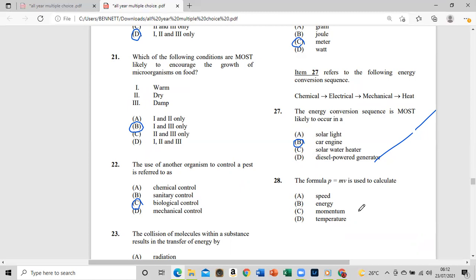All right, the formula P equals MV is used to calculate speed, energy, momentum, or temperature? That is momentum. Let's get the momentum, guys, and finish this and get ready for your exam.